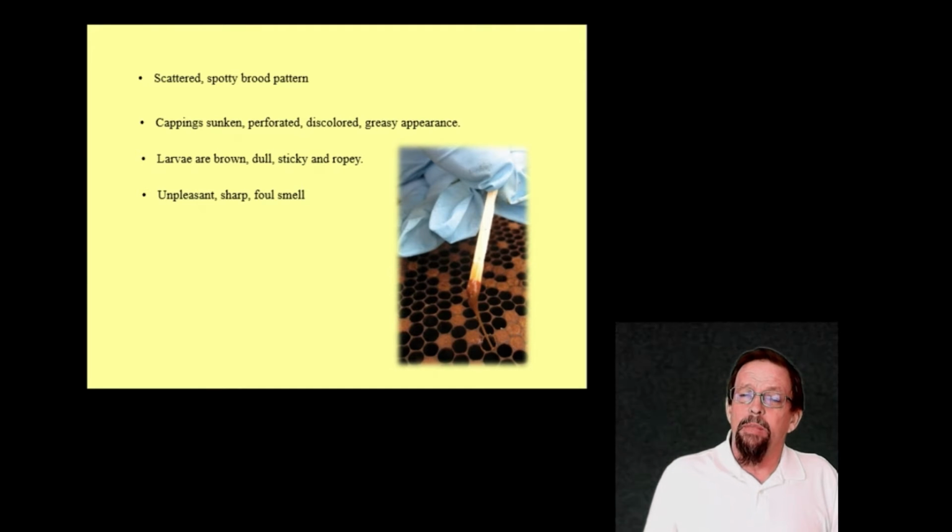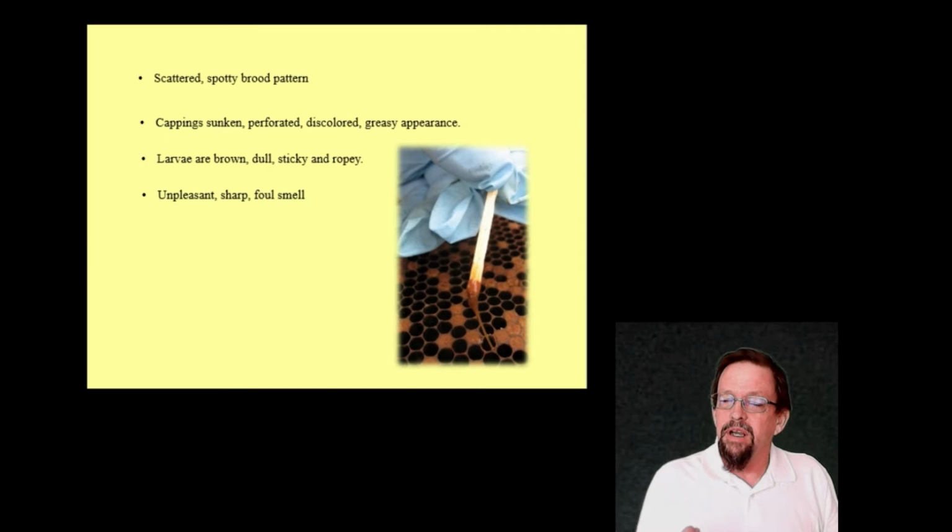So with American foulbrood, you'll find that you'll have a scattered and spotty brood pattern. And as we go through a lot of these other diseases, you'll see that spotty brood pattern is kind of indicative of things not right in your hive. So cappings are sunk and perforated, and it has a greasy appearance. The larvae are dull, and if you take a stick and thrust it into it, it's going to be sticky and ropey, and it's going to have an unpleasant foul odor.